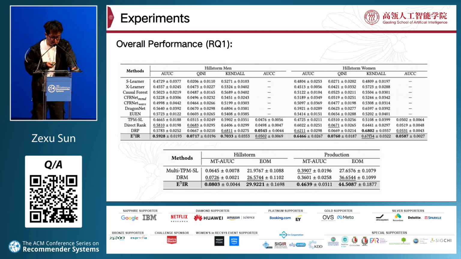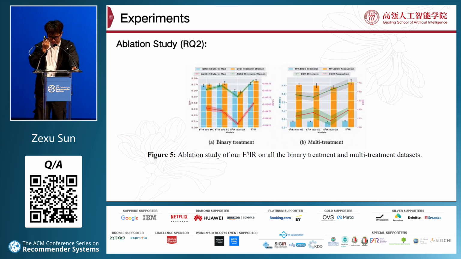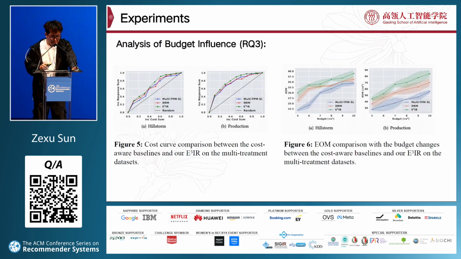The overall performance is shown in these two tables. The first table is the binary treatment allocation problem. The second table is multi-treatment. And our E3AR achieved the best performance across diverse metrics. We also conduct an ablation study for each part of our method to show the effectiveness of each part. Furthermore, for the budget influence, we also conduct another experiment to show the influence of the budget variation.